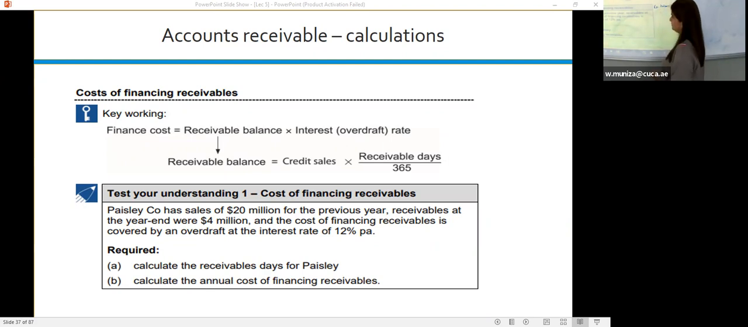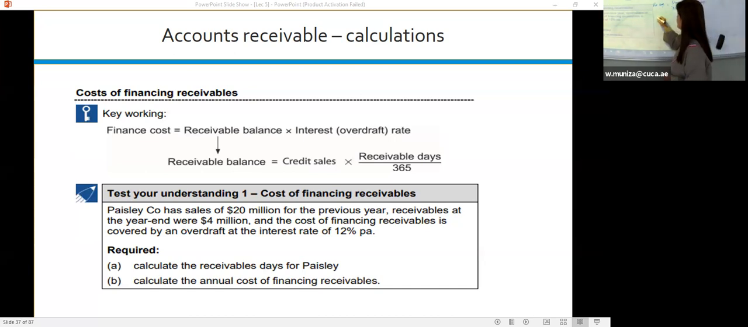So we are required to calculate the receivables days. Sorry, receivable days is the requirement. So what is the formula? Receivables, how much receivables are there? 4 million divided by how much credit sales are there? 20 million, multiplied by 365 will be the receivable days. 73 days.